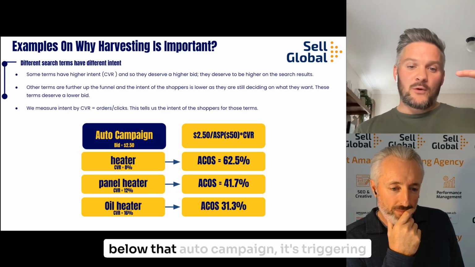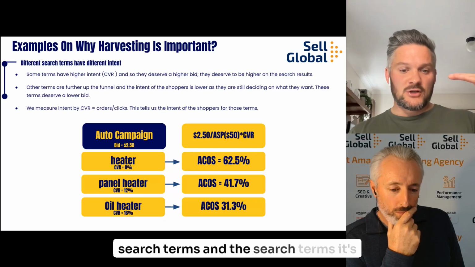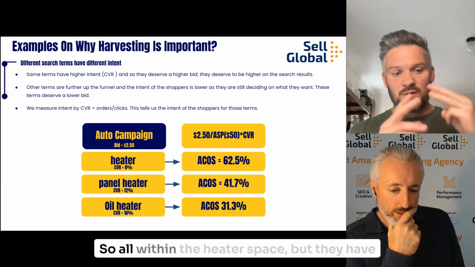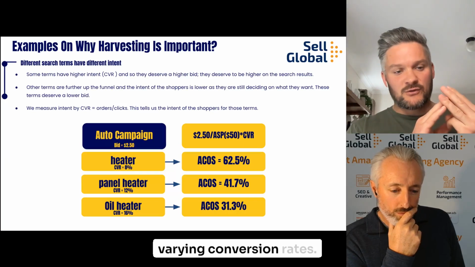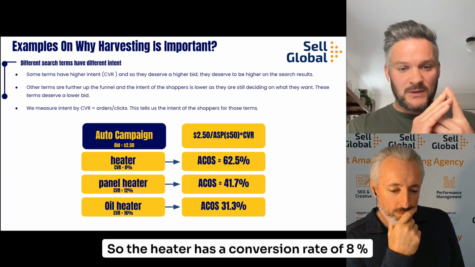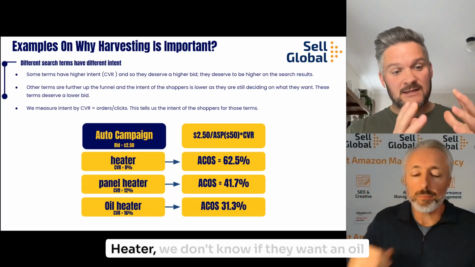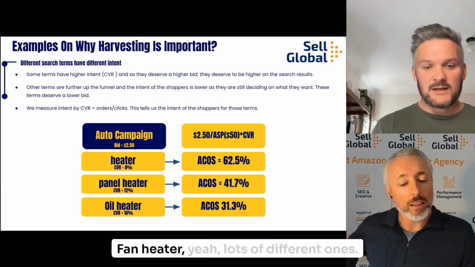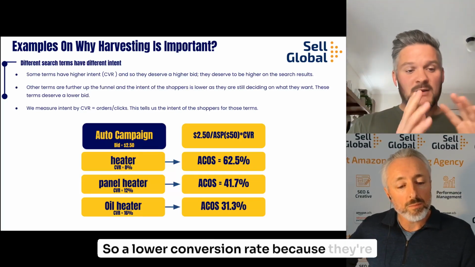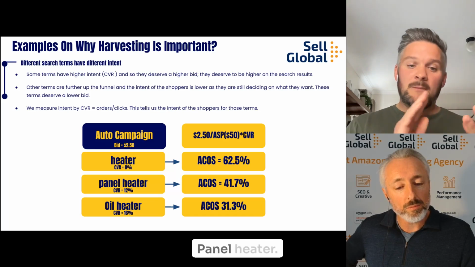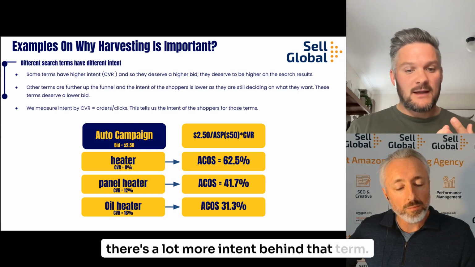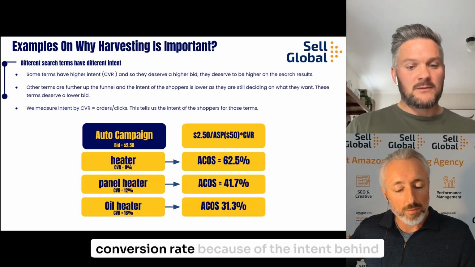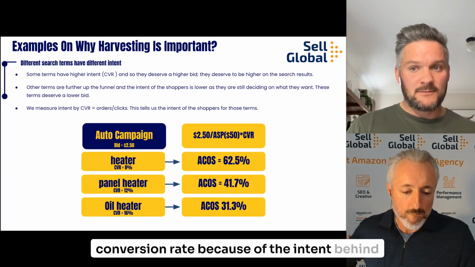Below that auto campaign, it's triggering search terms, and the search terms it's triggering in this example are heater, panel heater, and oil heater. So all within the heater space, but they have varying conversion rates. The heater has a conversion rate of 8%, and that's because it's more generic. We don't know if they want an oil heater, a panel heater, a fan heater, or different types of heater. So a lower conversion rate, because they're higher up in their purchasing decision. Panel heater has a lot more intent behind that term, so the conversion rate's at 12%. And oil heater, same as panel heater, has a higher conversion rate because of the intent behind it.